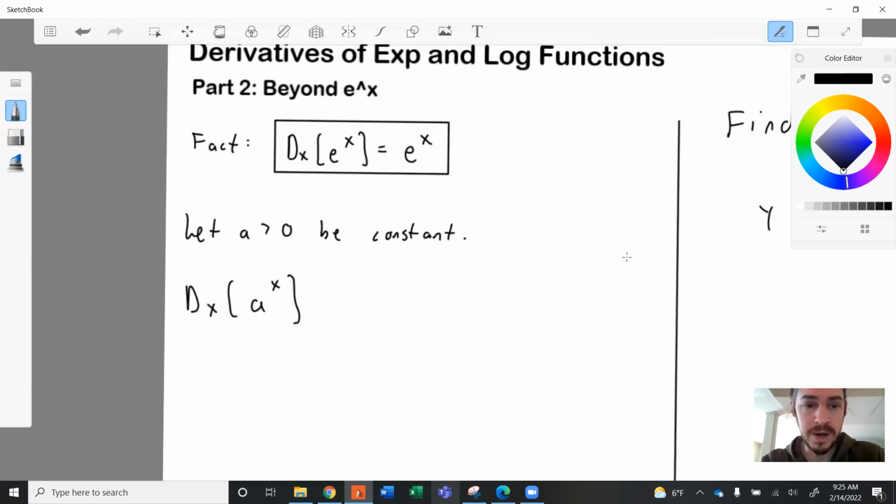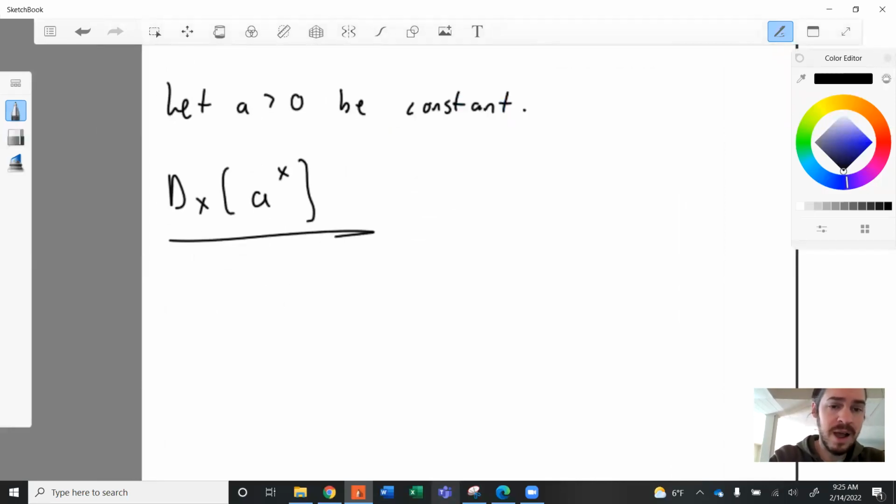To start with, we're going to look at any positive number a greater than 0, a constant. And we're going to see if we can figure out the derivative of a to the power x. We're going to be able to use some properties of logarithms and exponential functions in this video to our advantage. So get ready for a review of those properties.